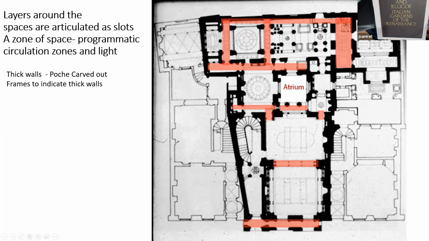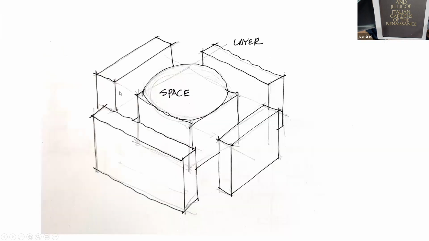So thick walls, we can see that in the plan, it's carved out of frames that indicate thick walls. You can see that the plan of each one of these has its own really thick layer. Of course, the walls are very heavy because this is masonry, but Stone articulates these individual thick walls as these zones of space and light. Again, here's the same diagram that John Stone has investigated in this plan, that the spatial layering is treated as these individual block layers of space.